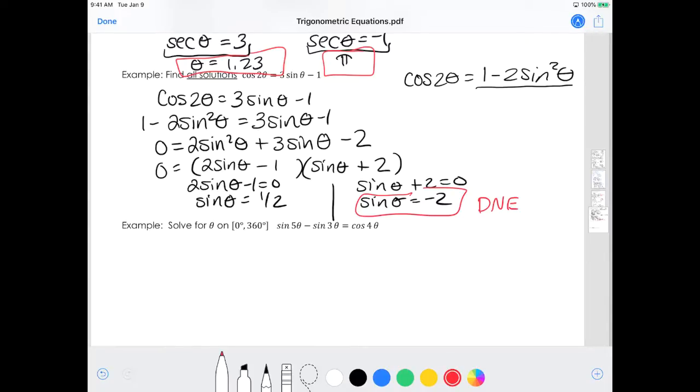However, there are 2 places on the unit circle where sine of theta could be 1/2, and that would be pi over 6 and 5 pi over 6. And since this question is asking us to find all solutions, I want to make sure I add in all the possible rotations. So I'm going to add in plus 2 pi n, where n is an integer. So my solutions for this equation are pi over 6 plus 2 pi n, and 5 pi over 6 plus 2 pi n.